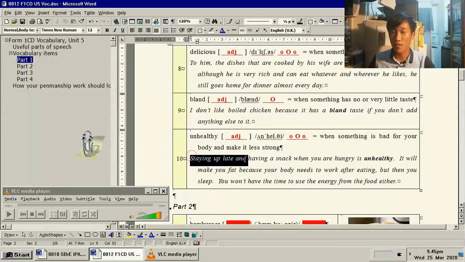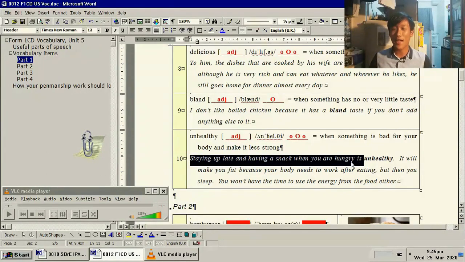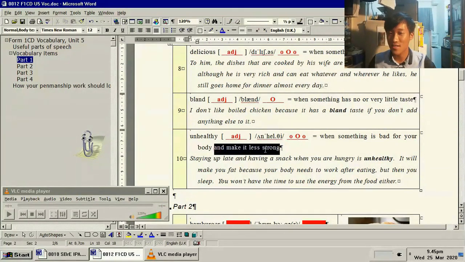So what is bad for your body? Staying up late and having a snack when you are hungry. So when you stay up late and do not go to sleep at night, you stay up, so you feel hungry. Yeah. So when you feel hungry, you have a snack. So then this is unhealthy. It's bad for your body and it will make it less strong.